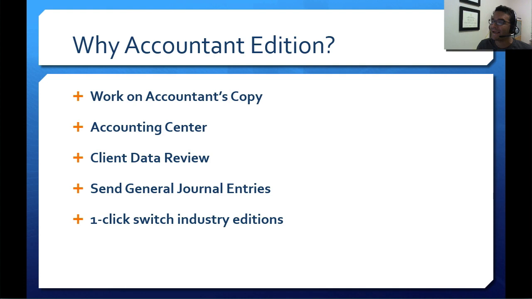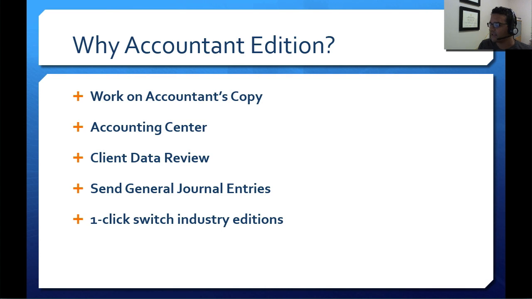Now, why Accountant Edition specifically? We're talking about both the Desktop Accountant Edition, which is about $500, and the Enterprise Accountant Edition, which is more in the $1,400 range. But the reason why people specifically get the Accountant Edition is because they end up supporting multiple clients with QuickBooks, and they have to work on an accountant's copy. So the client sends them an accountant's copy.